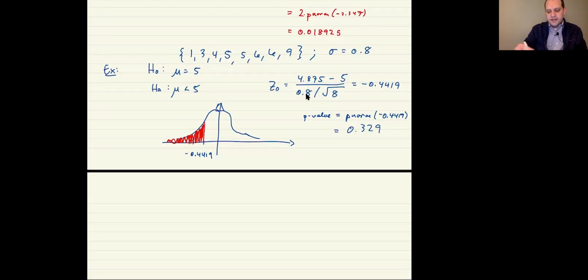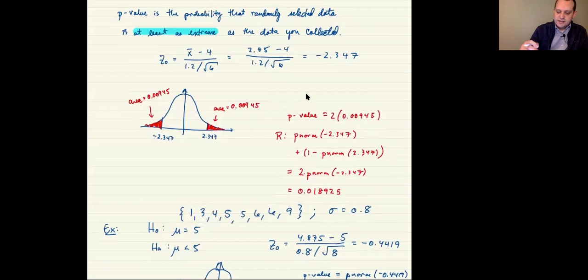So for a left-tailed test, the p-value is just the area of the left region. For a right-tailed test, the p-value would be just the area to the right of the standardized value. And for a two-tailed test, the p-value is the sum of the two areas: to the right of the absolute value of the standardized score, and to the left of the negative absolute value of the standardized score. So on either side there. That's how that's going to work. Okay, so that's an overview of the p-value.